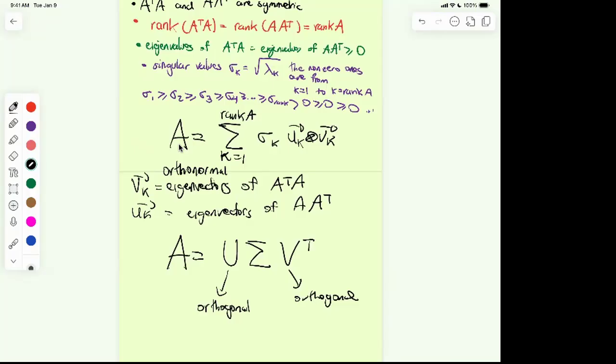Shouldn't there be a singular value vector? Well, this matrix is mostly full of zeros. If you remember, I don't know how clear the video was.